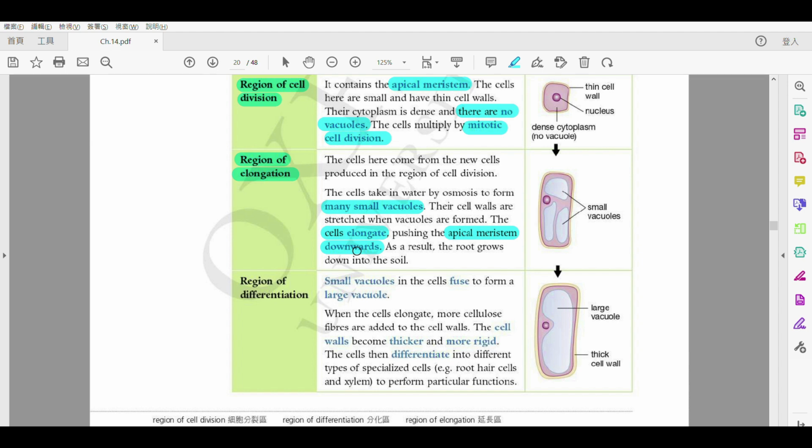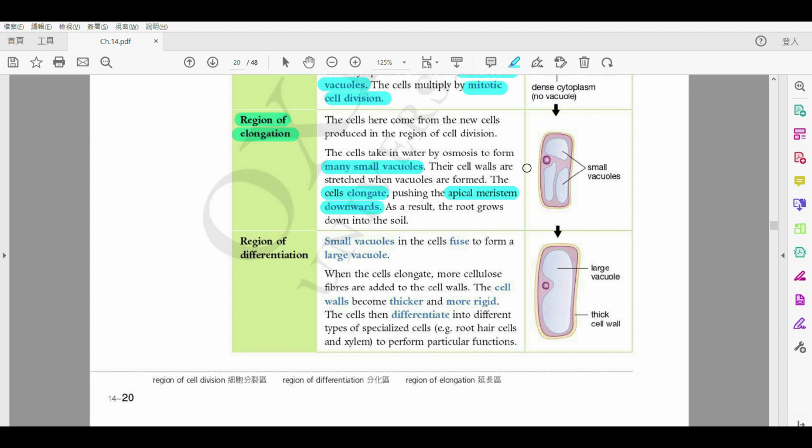All right? So the cells in this region of elongation will keep on elongating and growing or pushing downwards or upwards. And why is this region very, very important? Because this region is the main reason why the plant is actually increasing in height. Okay? Not because of the number of cells, but because the cells in this region are elongating.